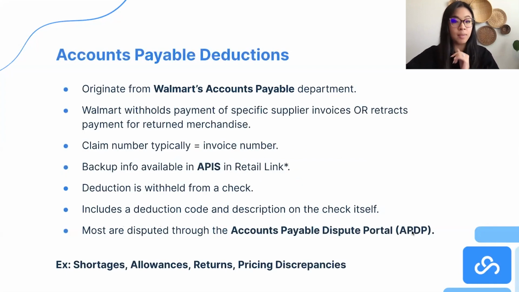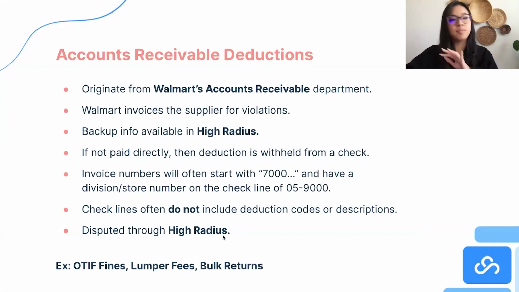So really quickly, APDP should be an app in Retail Link. You should just automatically have access to it. If you don't, you can talk to your Retail Link admin or the Retail Link help desk. HighRadius is a completely separate portal. It does not flow through Retail Link. So you'll actually have to go and request an account through the HighRadius team. And we have information on how you can do that if that would be helpful for you guys.